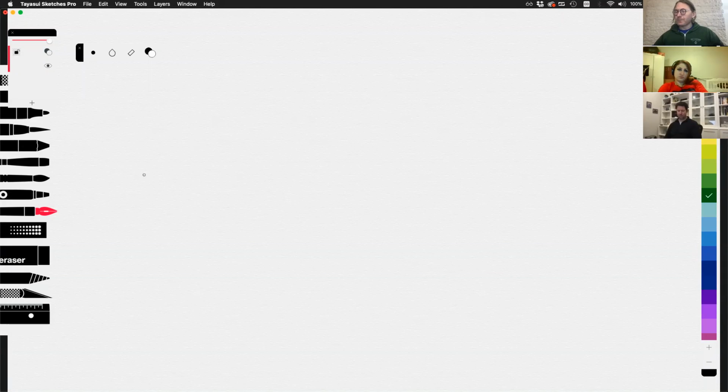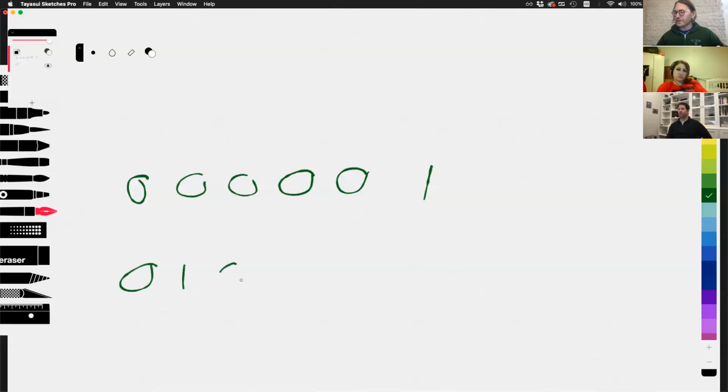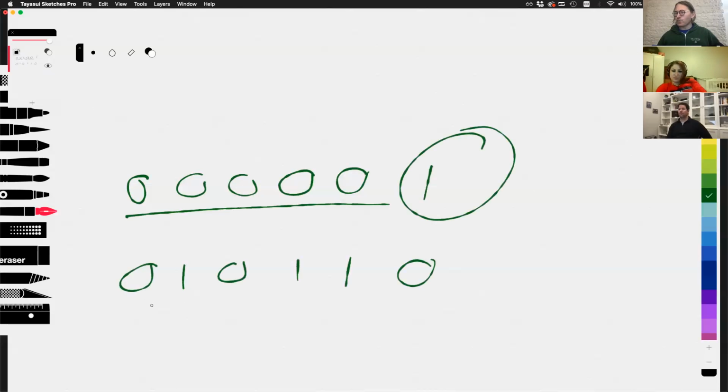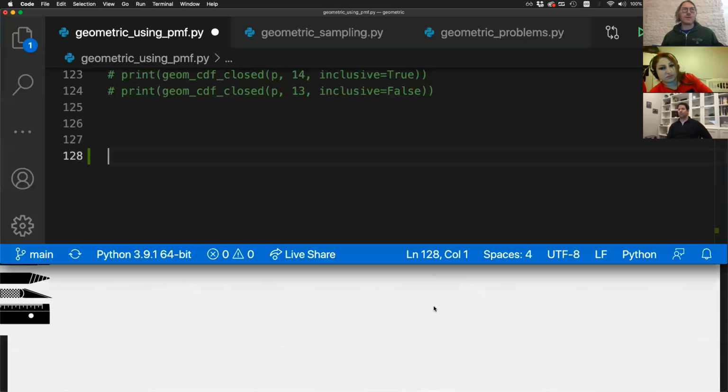So we've got 0, 0, 0, 0, 0, 1 versus something like 0, 1, 0, 1, 1, 0. If you were to look at both of these, one of those should stand out to you as being geometric because it's all one state before the other state, right? As opposed to binomial where there are two states and there's some probability associated with them. But I'm getting a little ahead of myself.